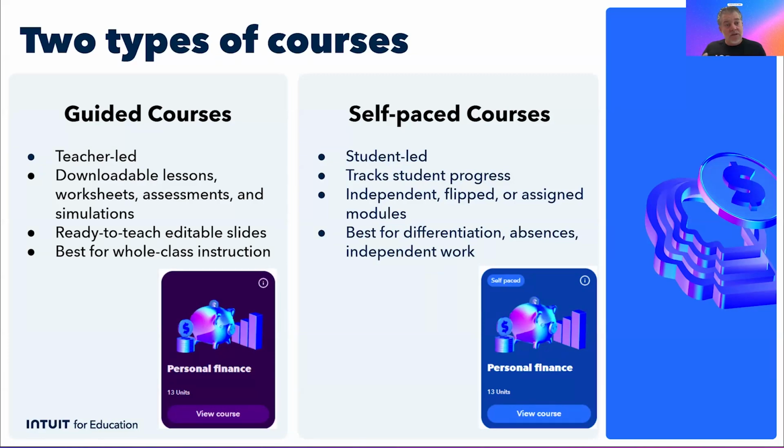Now, let's say you have a group of students that wants to work a little bit more autonomously, or maybe you need to provide some extra credit or outside of school opportunities. The self-paced courses are a great opportunity for that. These are student-led, and it tracks the student progress. You will assign the course to your students. They can then use this as an independent or flipped classroom style. You can assign this as a homework piece. Some schools use this as a credit recovery piece, and there are a lot of different ways you might assign this out to individual students. So this really works great when you're trying to differentiate, when you're trying to deal with absences or make-up work, independent work, those types of situations.